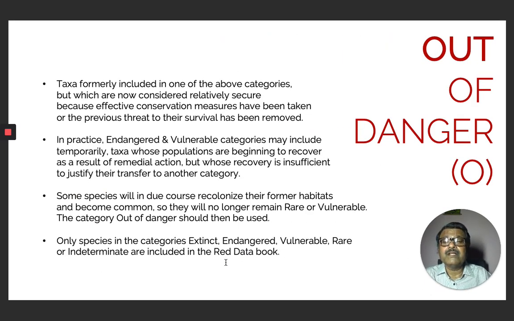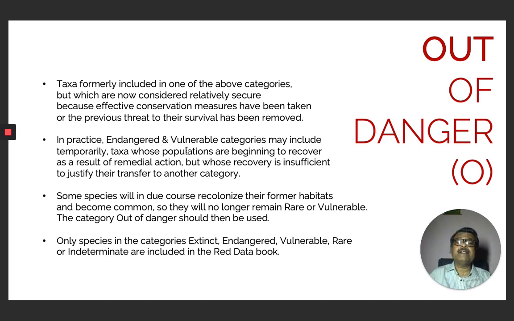Out of danger. Now this is another category where the species doesn't come under any of the threat categories, and they are now considered relatively secure. They don't come under any of the categories of threat because effective conservation measures have been taken. Those species are conserved properly, and earlier they were under previous threat, but now that previous threat to their survival has been removed. Now such species have been conserved properly, so such species are regarded as out of danger.